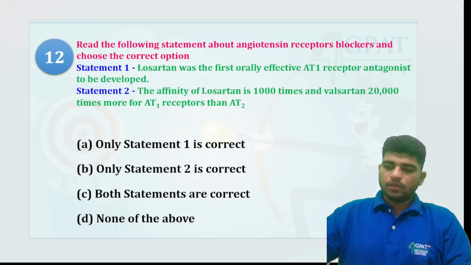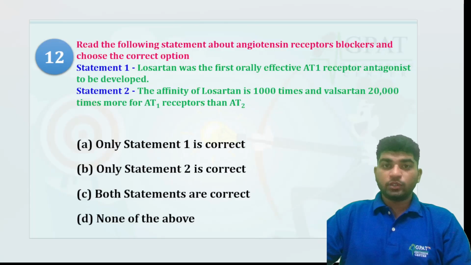Next question. Losartan was the first orally active AT1 receptor antagonist to be developed. Yes, it is a prototype drug. Losartan is a prototype drug of angiotensin receptor blocker. Now, the affinity of losartan is 1000 times and valsartan 20,000 times more for AT1 receptors than AT2 receptors.